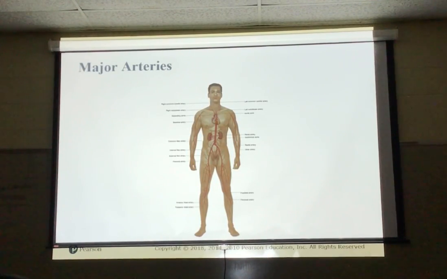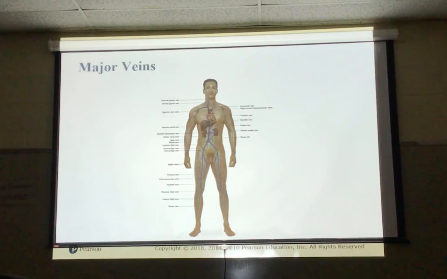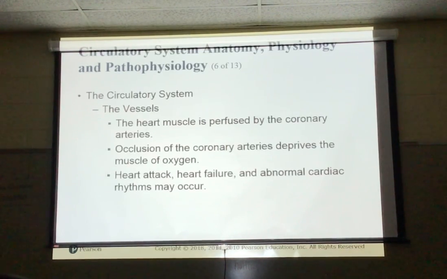All right, these are all your major arteries up here. Here's all your major veins. Okay, arteries carry blood away from the heart. Veins carry blood to the heart. Okay, arteries are oxygenated, veins are deoxygenated, except for which one? The pulmonary artery and the pulmonary vein.